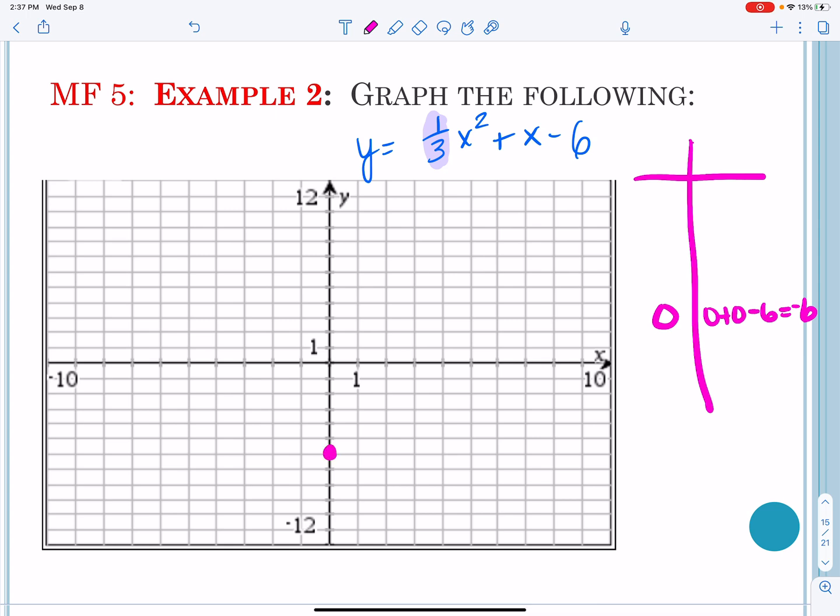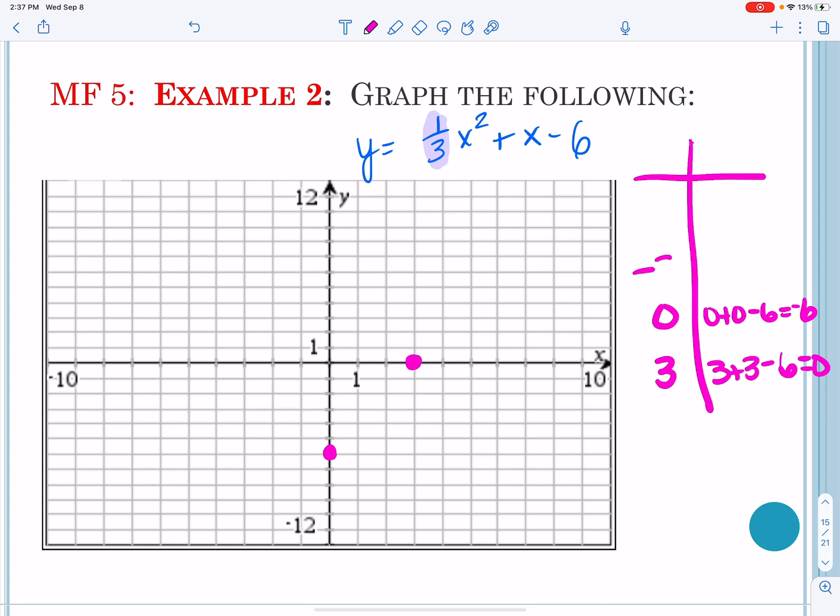Okay, I'm going to go ahead and put in like 3. If I put 3 in, 3 squared is 9. 1/3 of 9 is 3, plus 3 minus 6. So 3 plus 3 is 6, minus 6 is 0. So I have a point there.